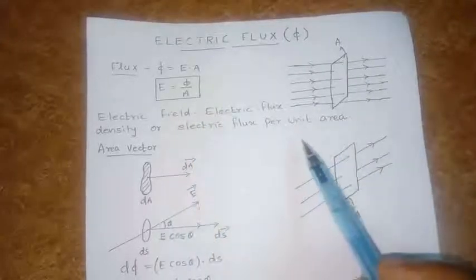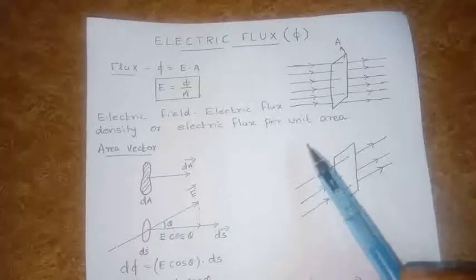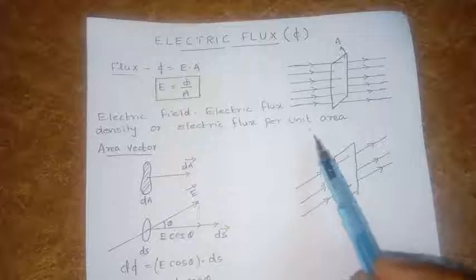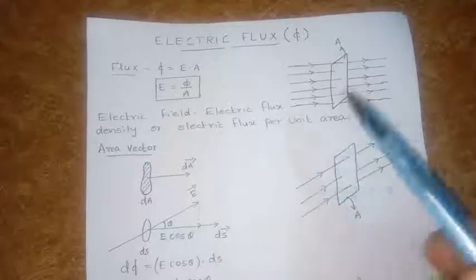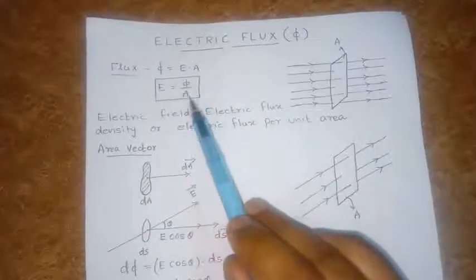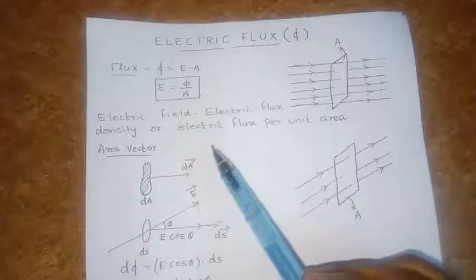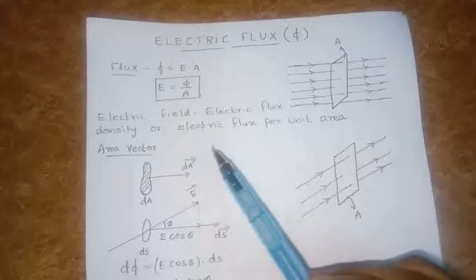Electric field intensity, or simply electric field, is nothing but electric flux density. That means electric flux per unit area is equal to phi by A. This can be considered as another definition or another explanation for the concept of electric field.